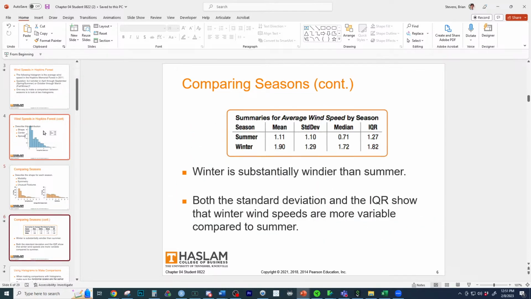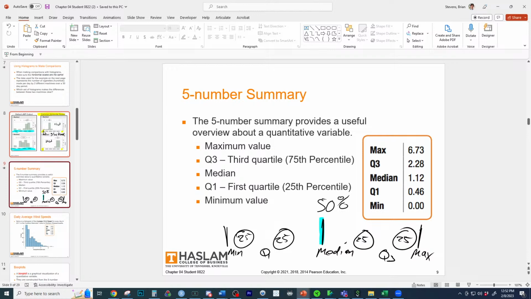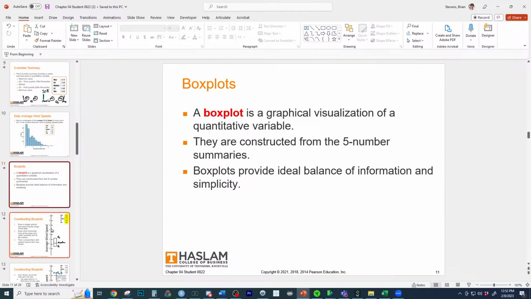We can compare the shapes of them. We can compare the summary statistics of them. We can do stacked histograms right here. These are called stacked histograms. Very important, they have the same common horizontal scales. The 5-number summary is the min, the Q1, the median, the Q3, and the max in this particular order. Think about dividing your data up into quarters. A box plot is the way to visualize the 5-number summary.